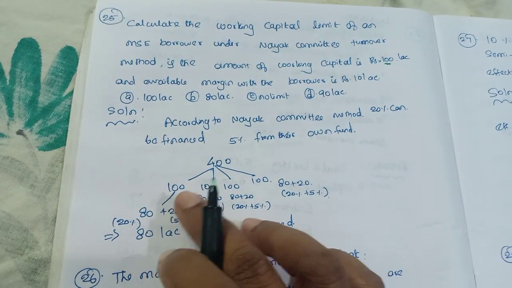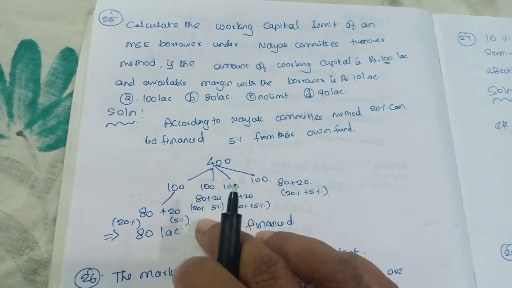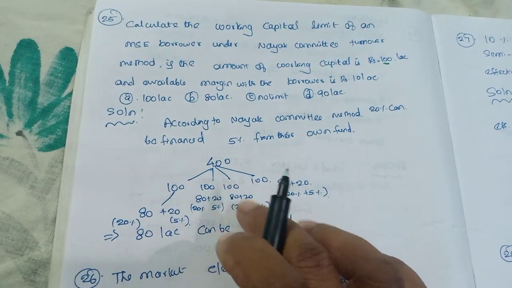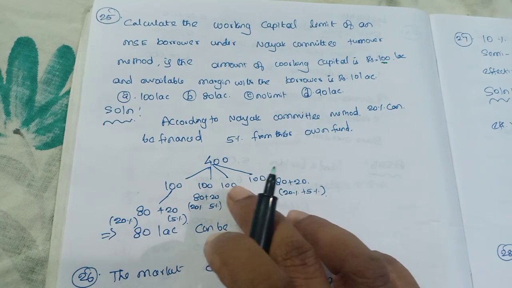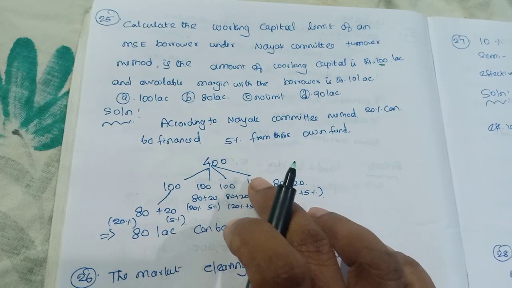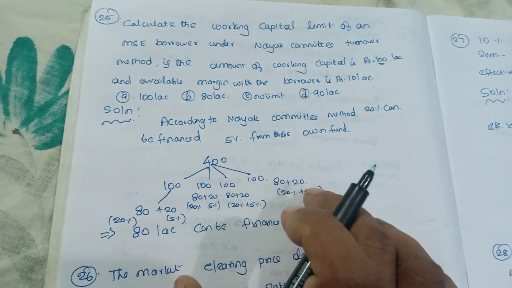This is for the first quarter, and for the second quarter also the same thing. Among this 100 lakh, 80 lakh is funded by the bank and 20 lakh is funded by the proprietor. The third quarter is also the same, 80 lakh by the bank and 20 lakh by the proprietor. For the fourth quarter also, among the 100 lakh, 80 lakh is provided by the bank and 20 lakh is by the proprietor.